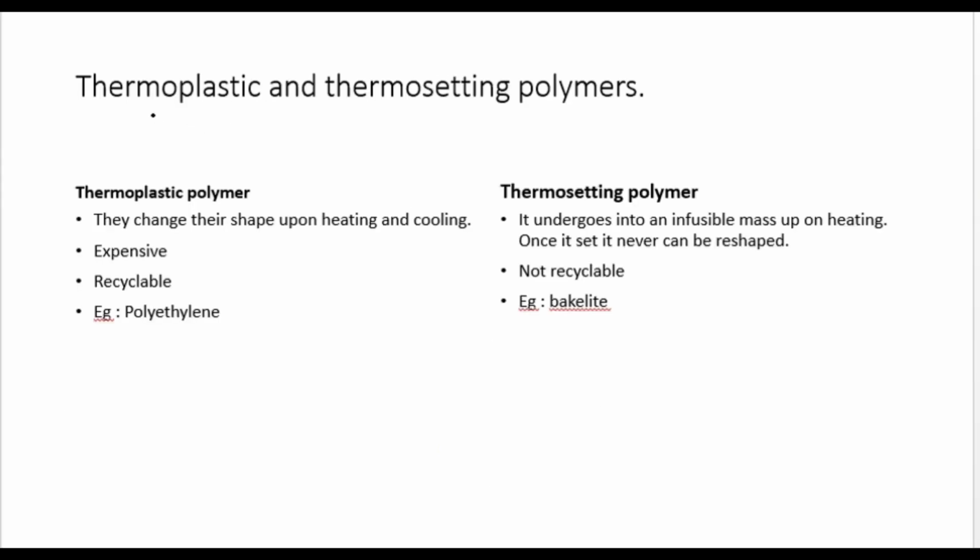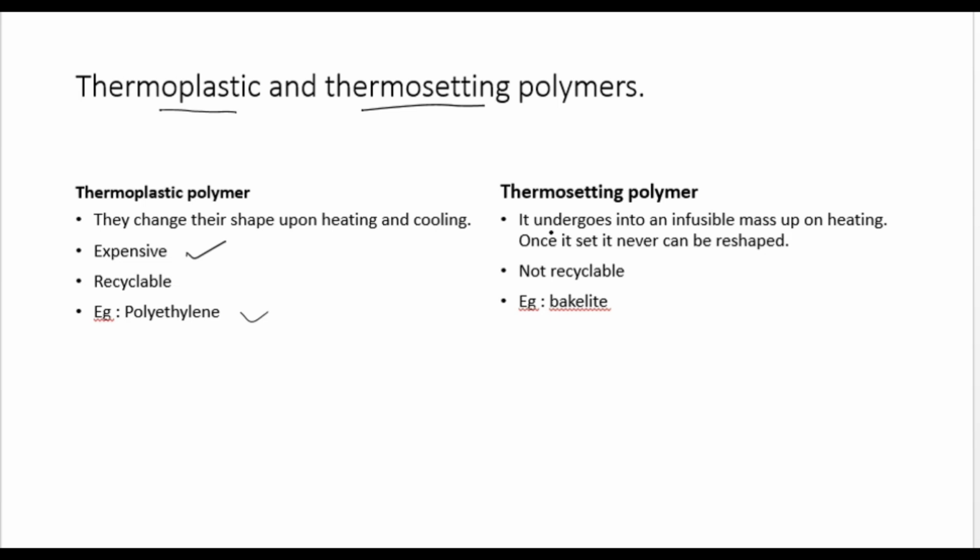Next, classification based on thermoplastic and thermosetting. Thermoplastic polymer can be repeatedly softened on heating and hardened on cooling. It can be used again and again. It is recyclable. Examples for it are polyethylene, polypropylene, polystyrene, and so on.